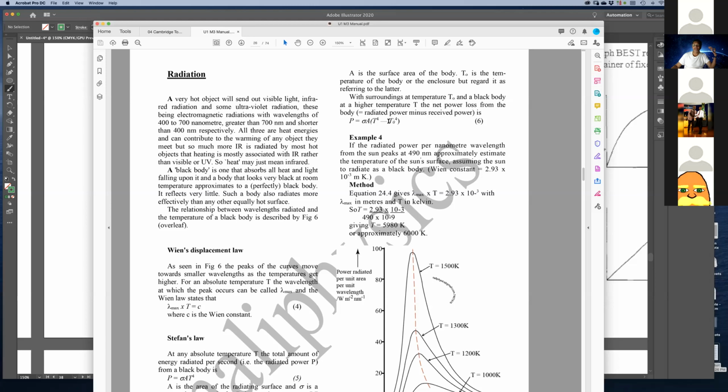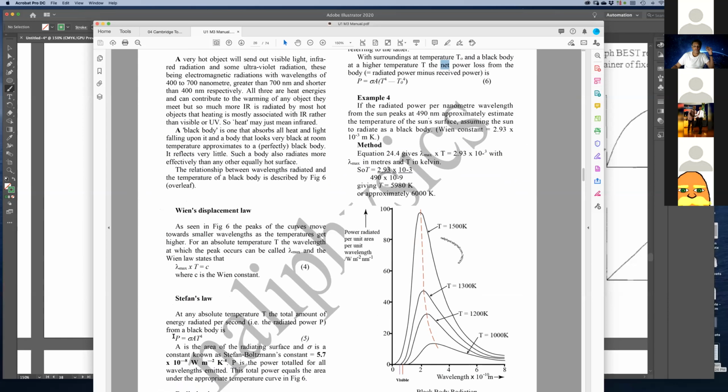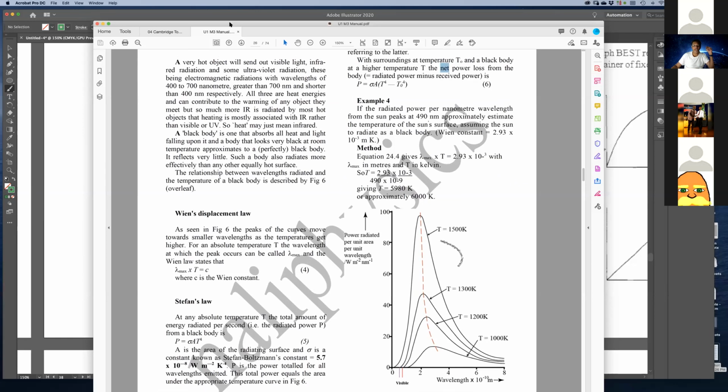This is the net. Anytime they use the word net heat transfer, you have to use this form of the equation. If they talk about heat gained, not net, or heat lost, we're using the other form of the equation. Got that?